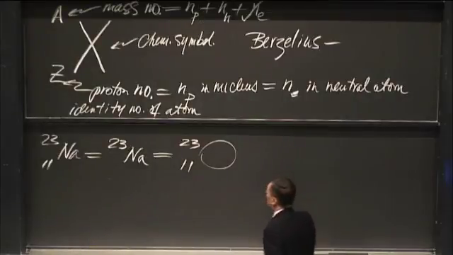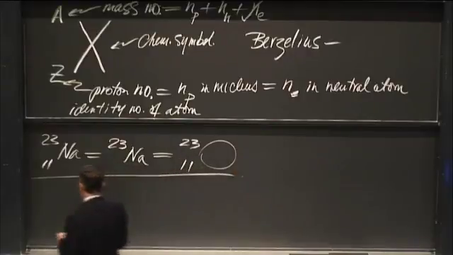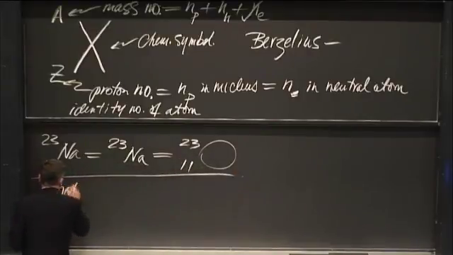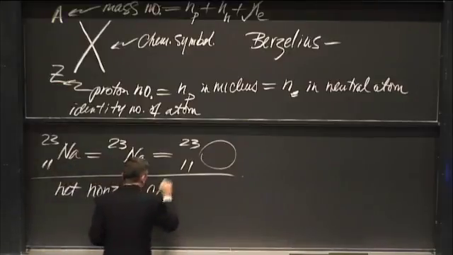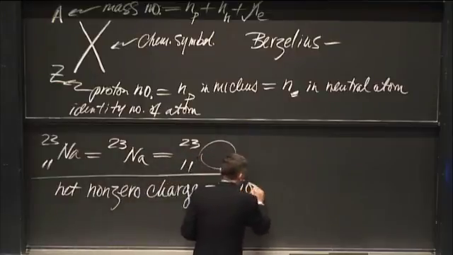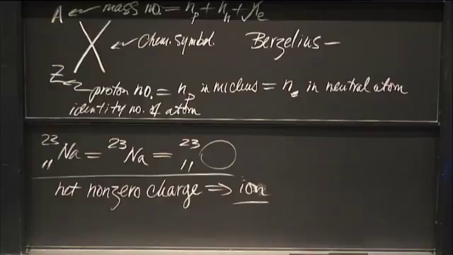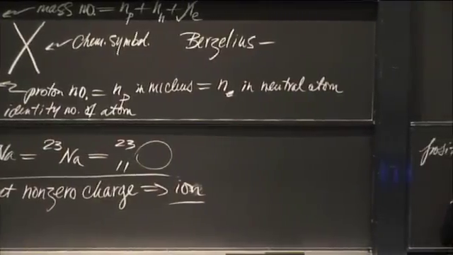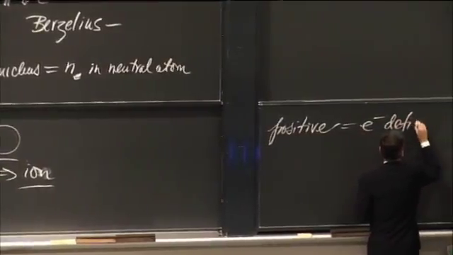Now, atoms don't necessarily have to be net neutral. We can have something that has a net non-zero charge. A net non-zero charge on the atom gives it the term ion. An ion is an atom with net non-zero charge, and we have two cases. A case where the atom is net positive. If the atom is net positive, that's the result of electron deficiency. The atom is electron deficient.